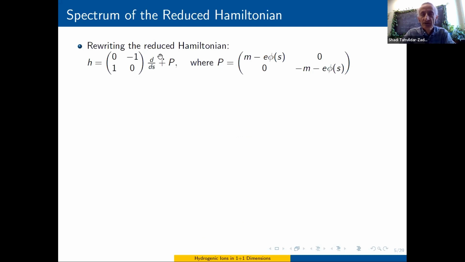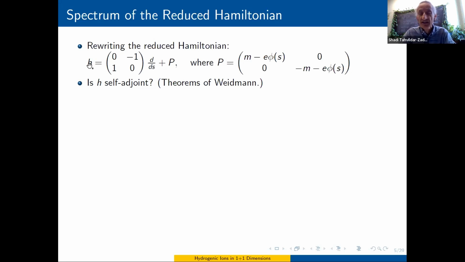So one can rewrite this reduced Hamiltonian in the following form, when you separate the differential part from the multiplication part. And then there is some general theory of these so-called one-dimensional Hamiltonians of this form, due to a mathematician, Weidmann, which tells you, first of all, under what conditions is this going to be self-adjoint?